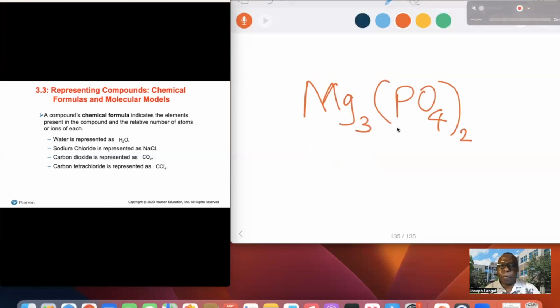This is magnesium phosphate, and here we have 3 magnesiums. The subscript here applies to everything in parentheses. You read this as 2 phosphorus and 8 oxygen. The 2 does not apply to magnesium, by the way. The 3 as well, the subscript only applies to magnesium, but does not apply to phosphorus or the oxygen. So here you read 2 phosphorus and 8 oxygen.